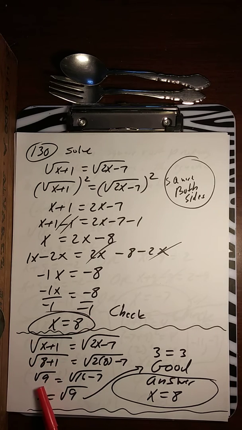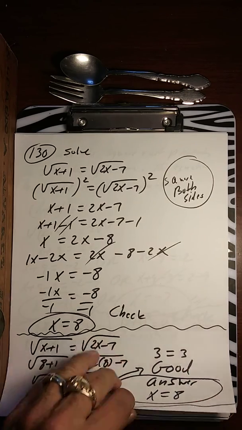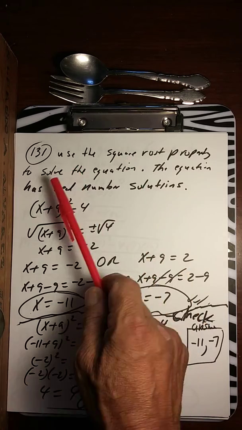8 plus 1 is 9. That's going to be 16 minus 7 is 9. Square root of that is going to be 3. 3 equals 3. Yes, good. The answer is 8.